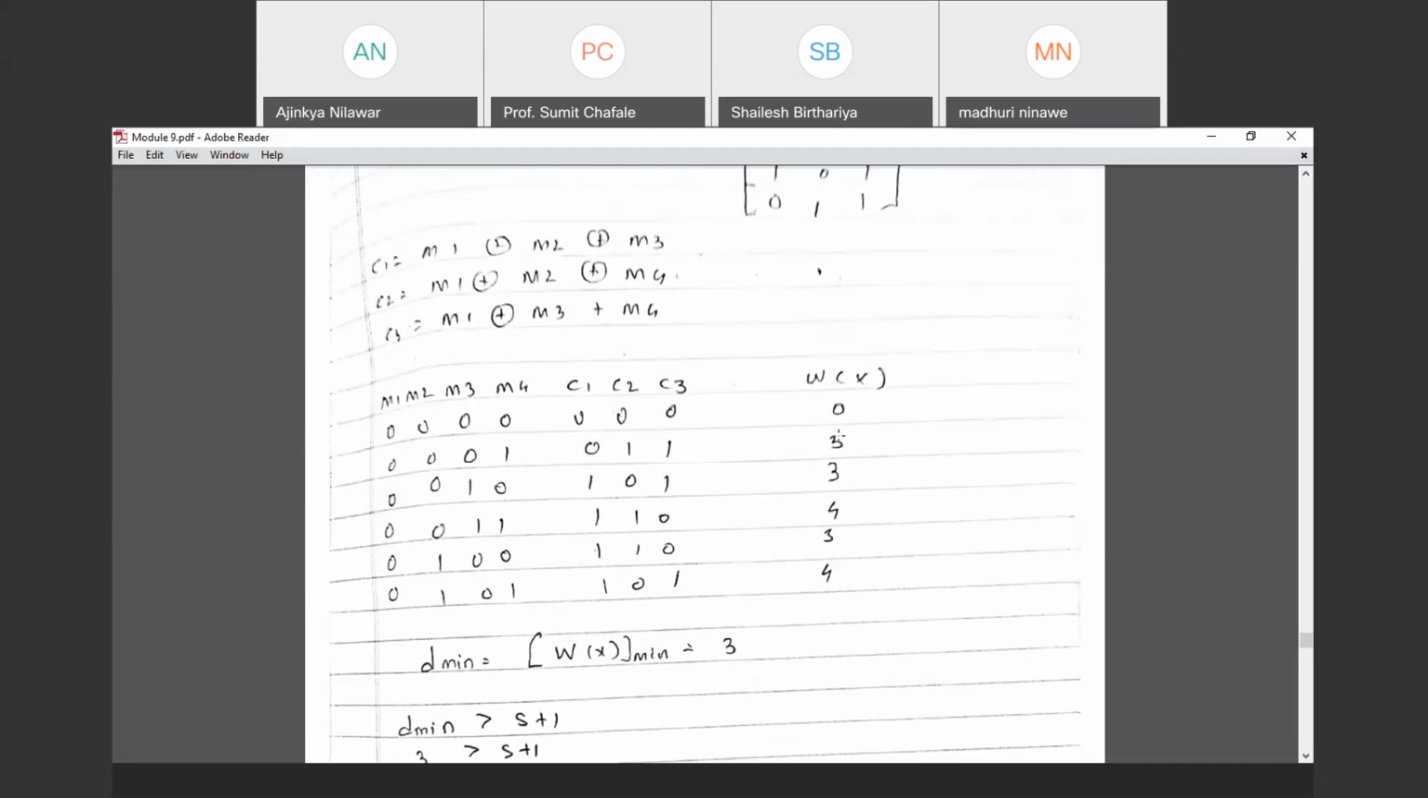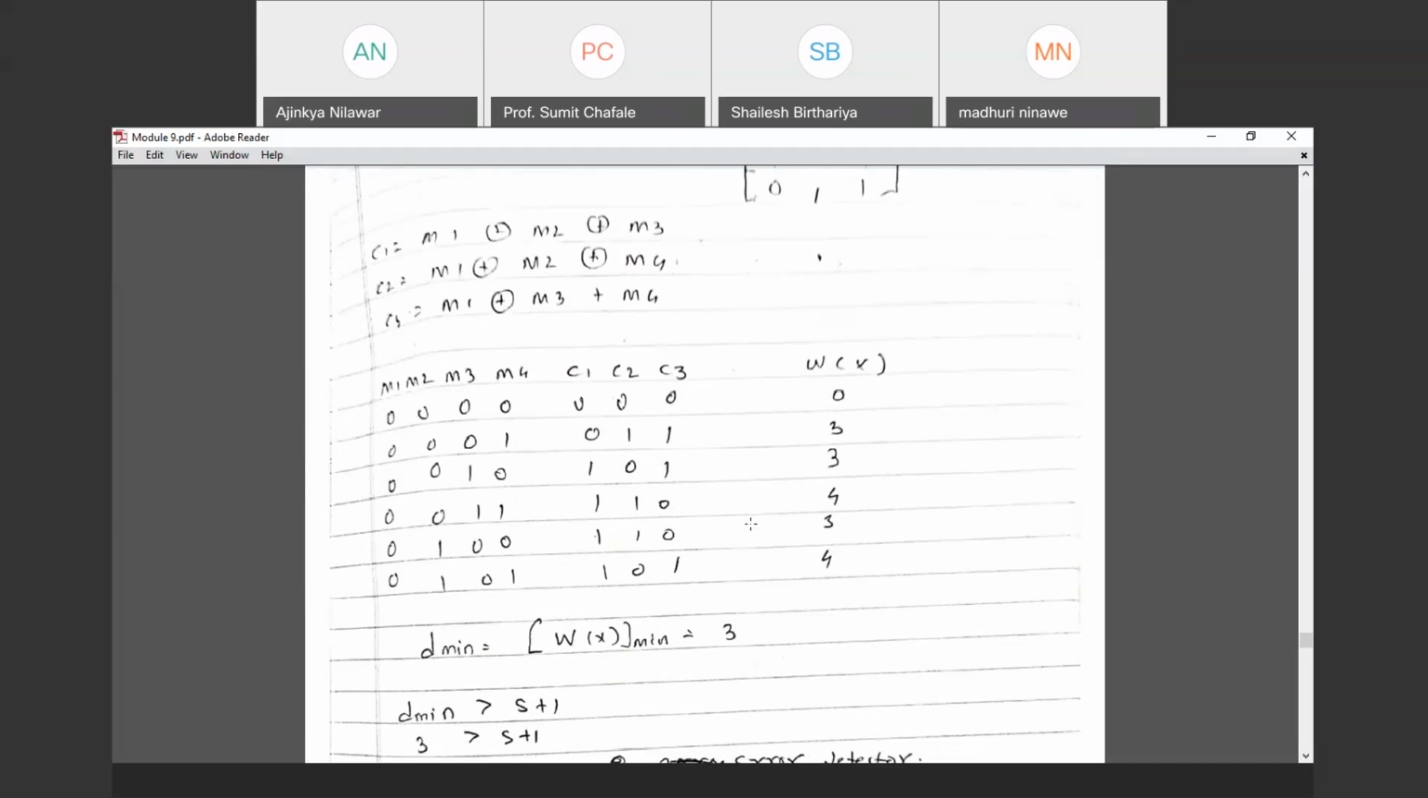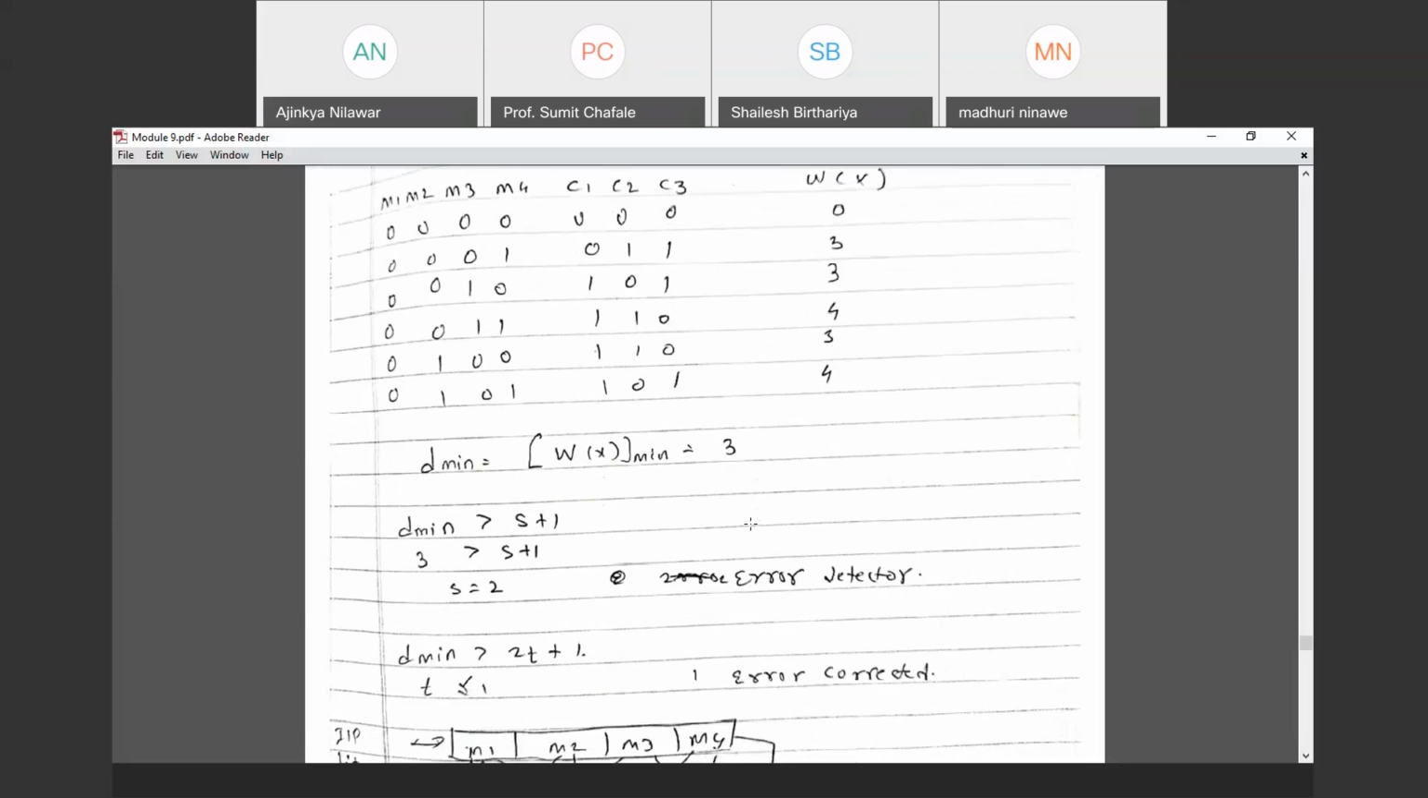So the minimum weight of this code will become 3. Then how many errors are detected? So minimum distance is 3. Number of errors detected is d minimum minus 1. So this 3 minus 1 will become 2. These many errors get detected, right?